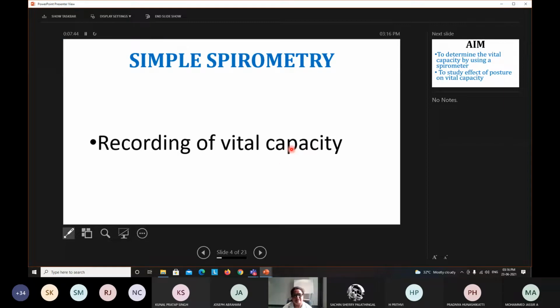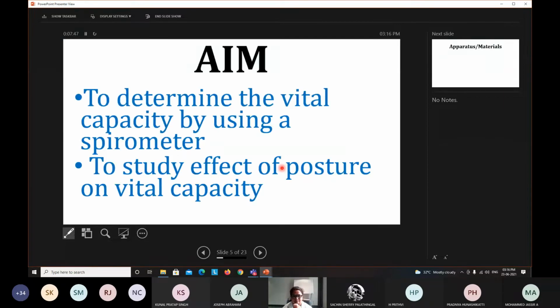So we'll describe this step by step. What is the aim of this particular experiment? As I said, it is to determine the vital capacity by using a spirometer. Spirometer is the instrument required. And also we'll see the effect of posture on the vital capacity, how this vital capacity is going to change in different positions of the body. That also we are going to study in this particular experiment.